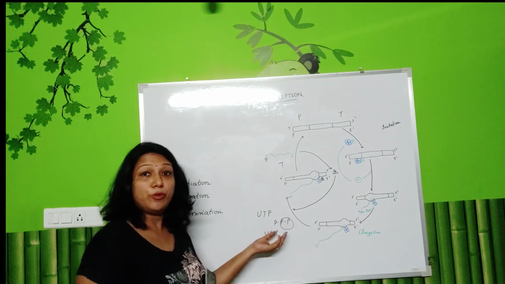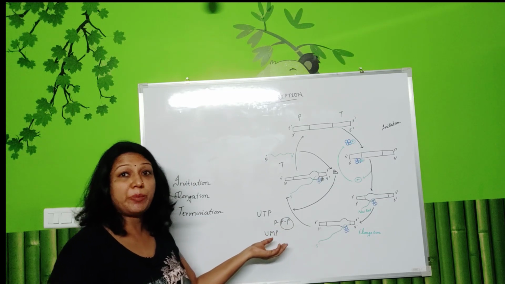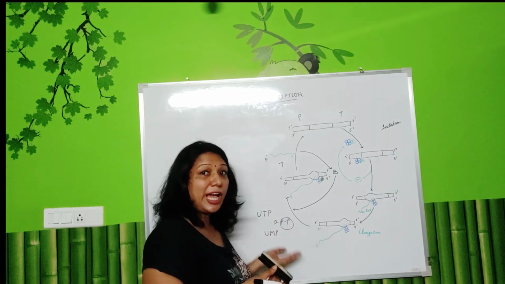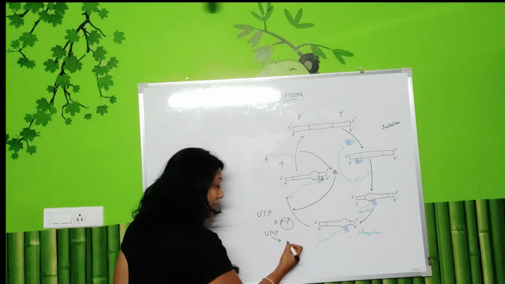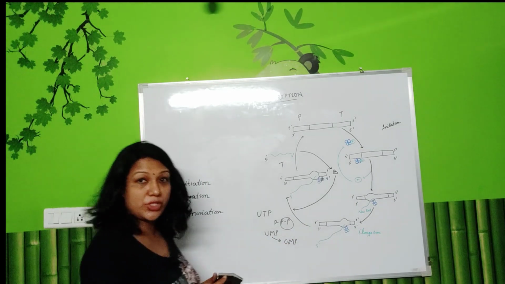Now, why do we need this step? Because the energy coming from these 2 phosphate molecules needs to be utilized. We need energy, right? Then only can we add one UMP, and then we have to add the next one. If it is GMP, like this we have to add it, right? For that, energy is required.